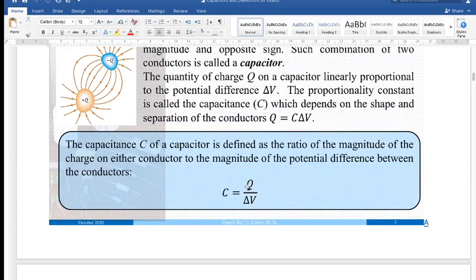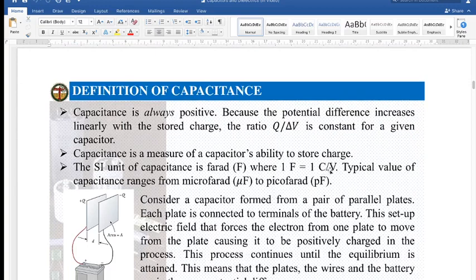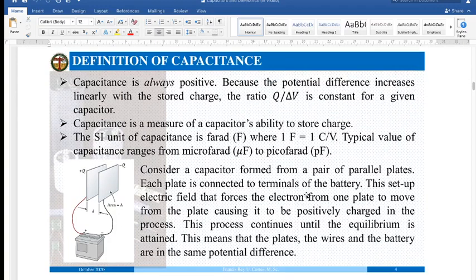Where 1 farad is equal to 1 coulomb per volt, because our capacitance has a relationship like this. So what is the SI unit of Q? That is coulomb. And the SI unit of potential difference, or the voltage, is volts, which is denoted by capital letter V. The typical values of physical capacitors that we see in the market are only microfarad to picofarad, because one farad is a very, very large capacitance. In electronic markets you will only find capacitors with capacitance ranging from microfarad to picofarad.